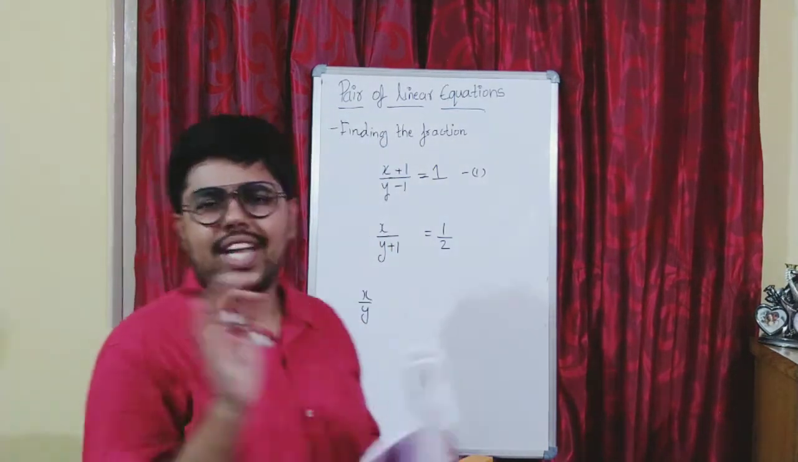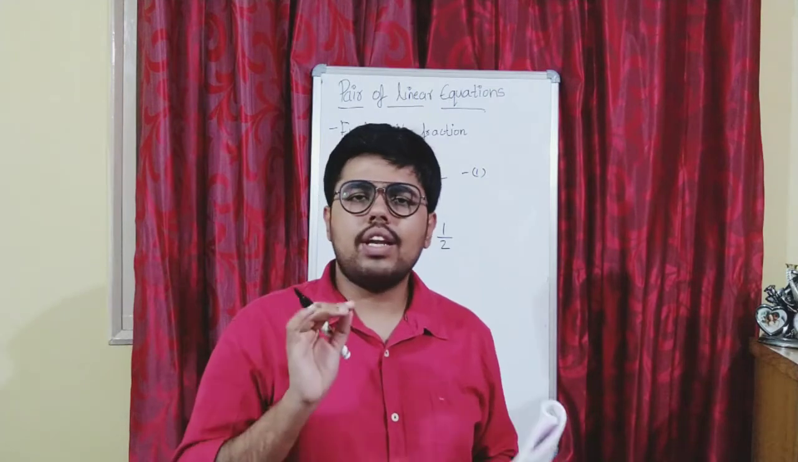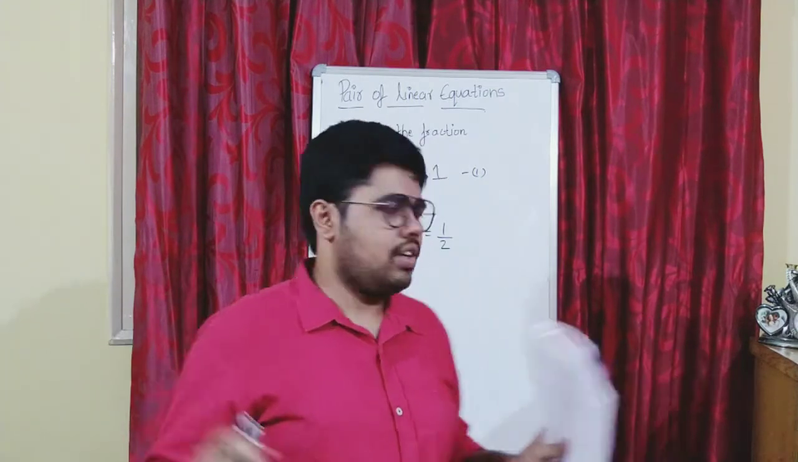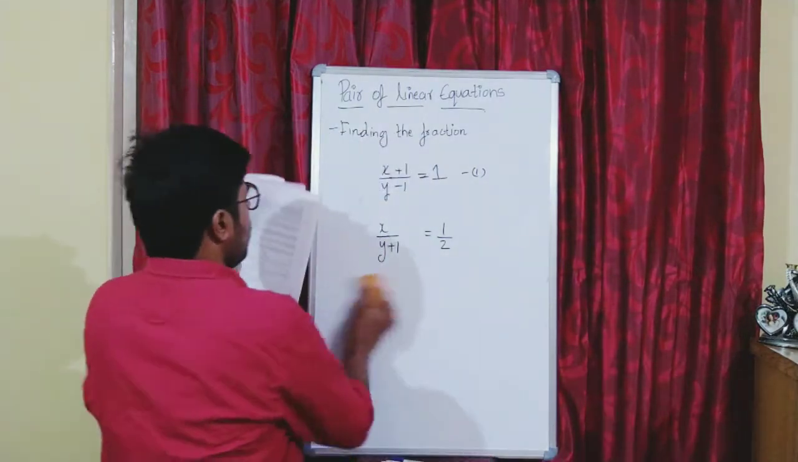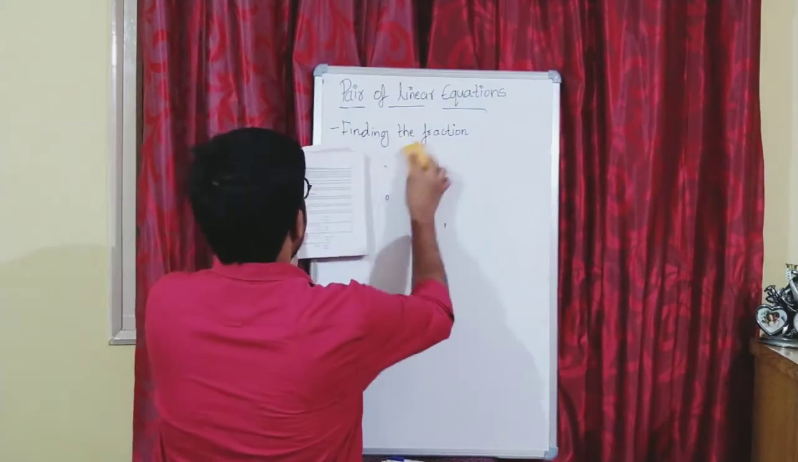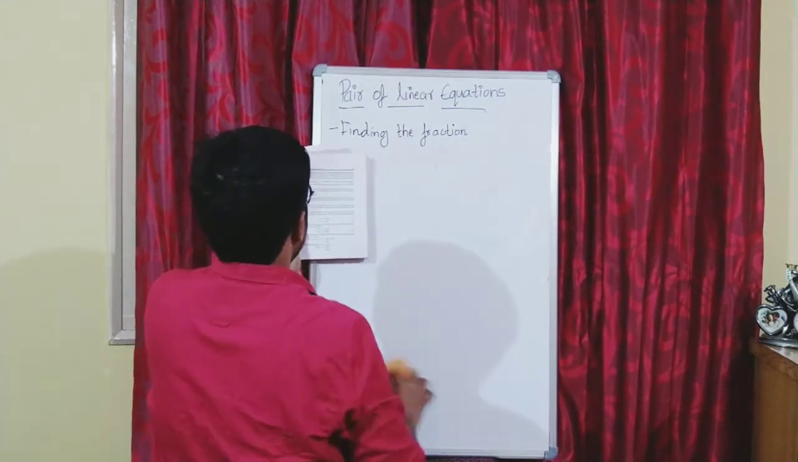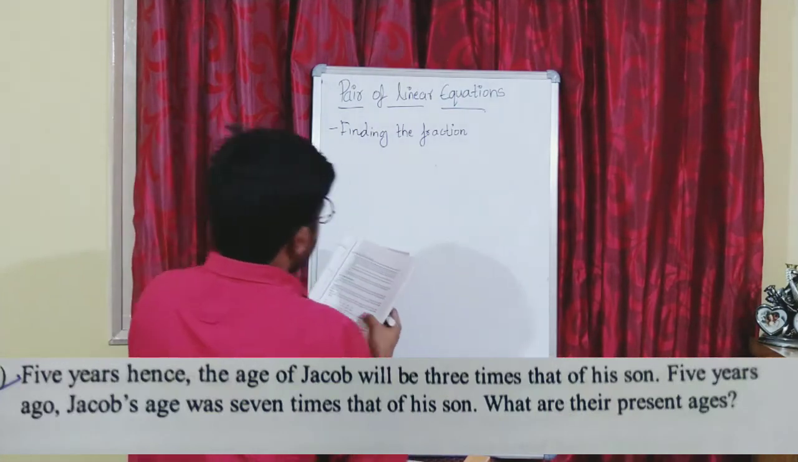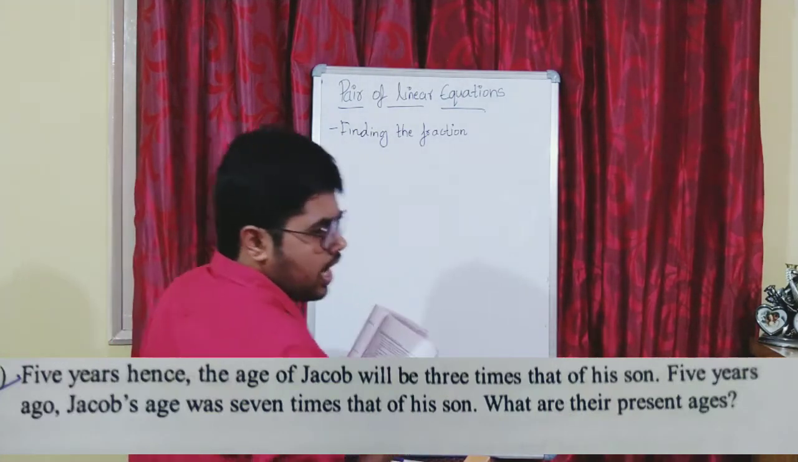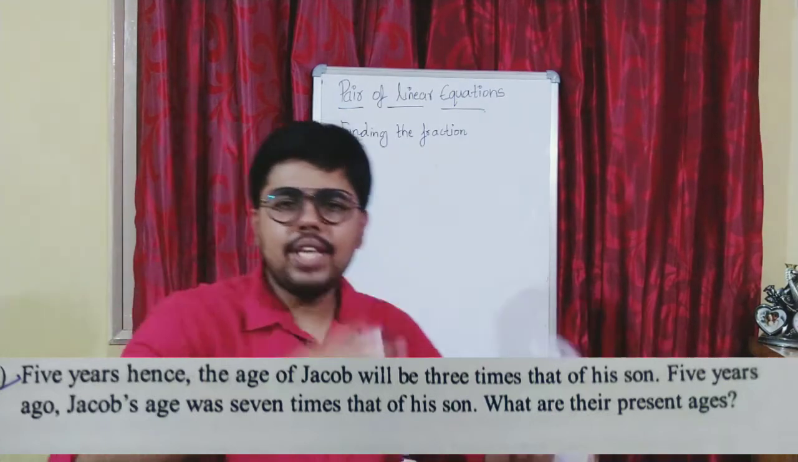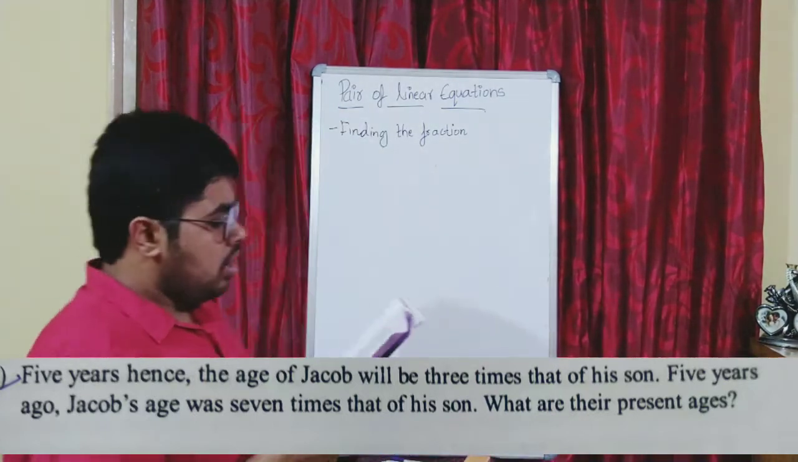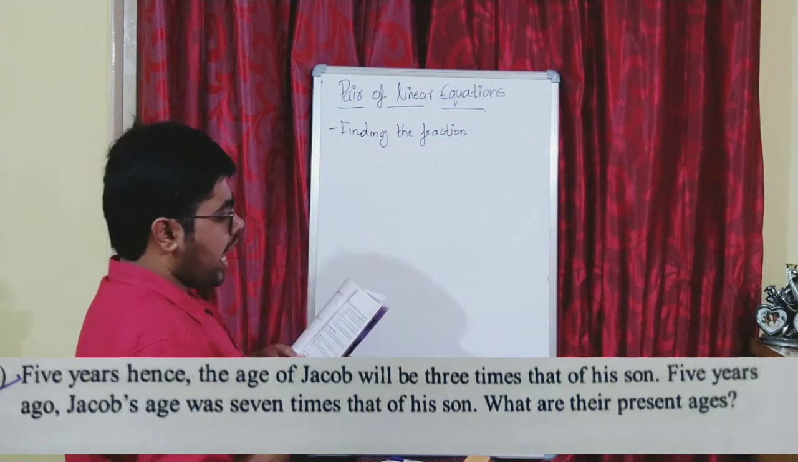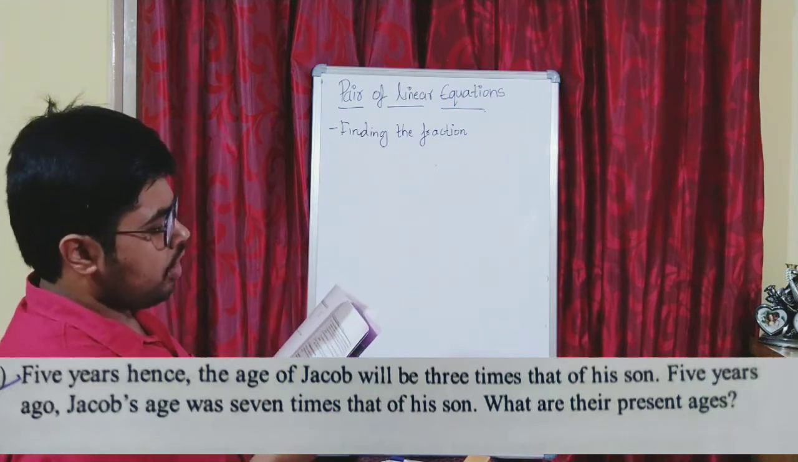There is a technique to do this problem, and if you keep that in mind you can easily write the equation. So let us take the first question. 5 years hence, what do you mean by hence? Hence means from here onwards. The age of Jacob will be thrice, 3 times that of his son.